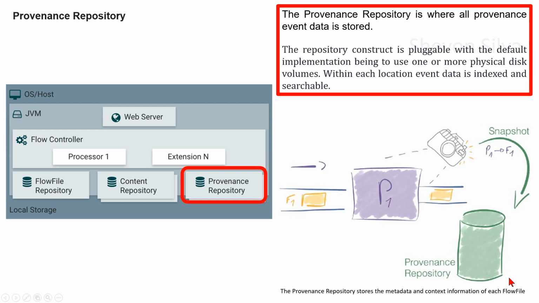Provenance enables us to retrace the lineage of the data and build the full chain of custody for every piece of information processed in NiFi. On top of offering the complete lineage of data, the Provenance repository also offers a way to replay the data from any point in time.